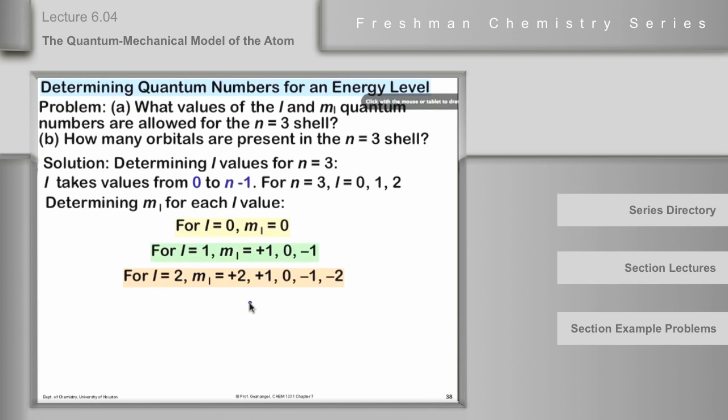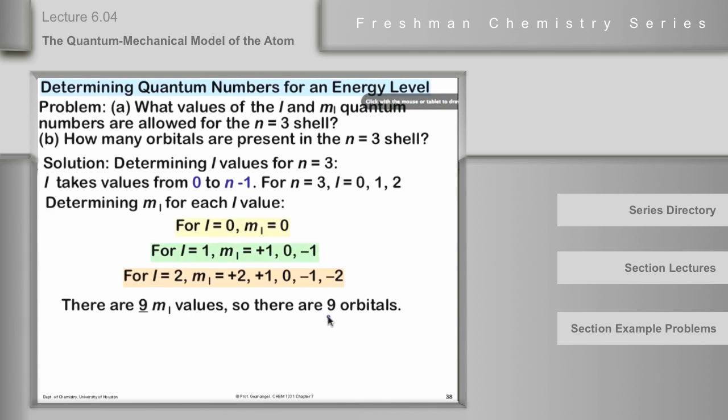Each one of those corresponds to an allowed set of the 3 quantum numbers. We start with n equals 3, and then L equals 0, and m sub L equals 0. 3, 0, 0 is one allowed set of quantum numbers for the third shell, and that corresponds to one orbital. So each one of these n, L, and m sub L combinations corresponds to an orbital, and as you can see, there are 9 m sub L values, so there must be 9 orbitals.